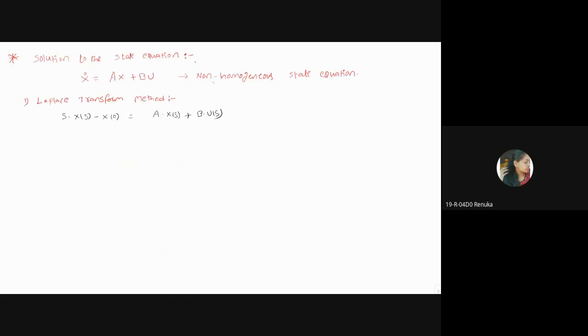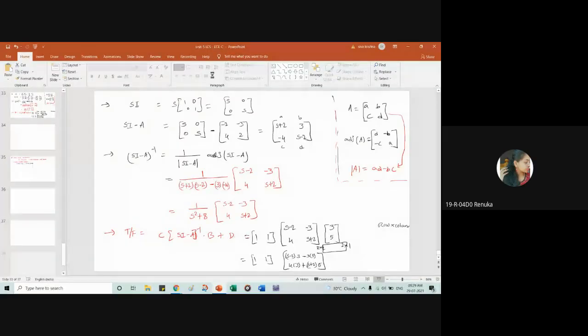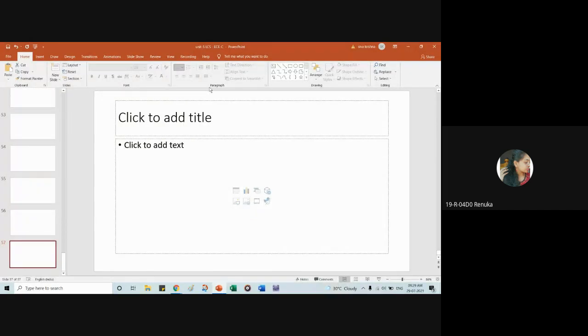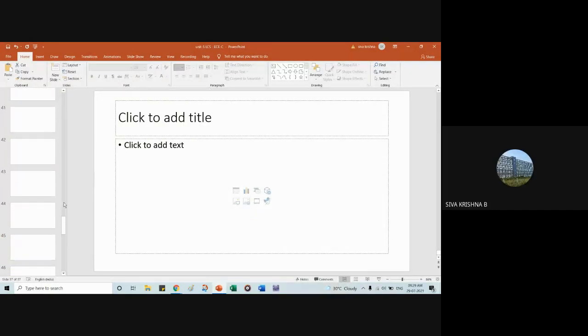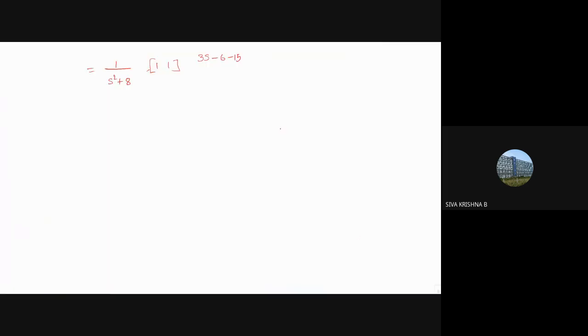So that is 1/s square plus 8. Now tell me the matrix 1 1 into what came there? 3s minus 6 minus 3s 15, minus 6 minus 15. Okay. Next second row 12 plus 5s plus 10, 5s plus 10. So calculate these again and see what you get.